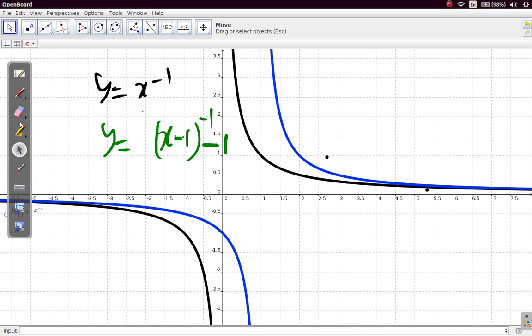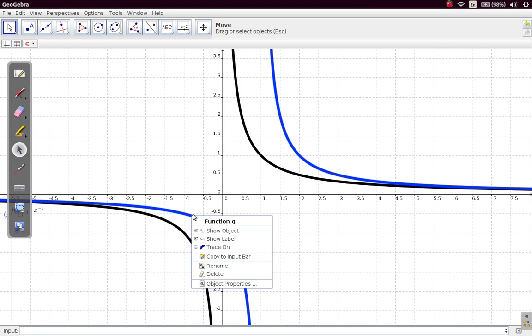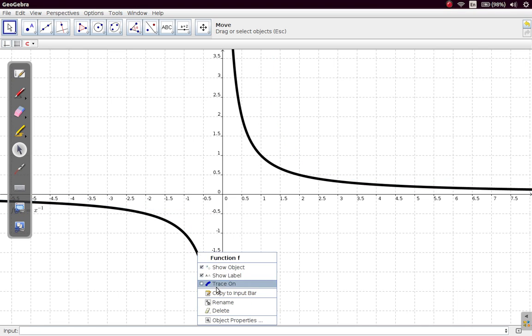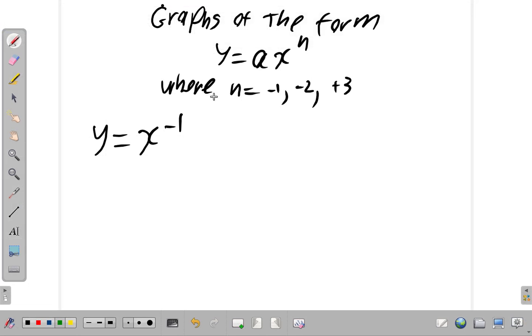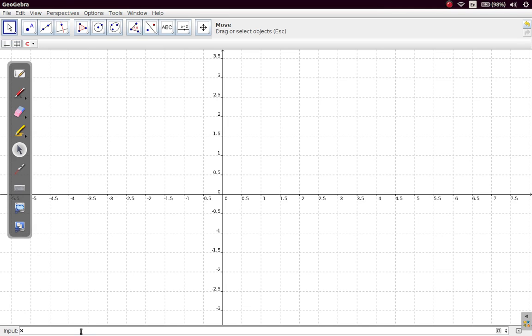Now, let us clear our graph paper here, delete these graphs, and we're going to look at what happened when we have a different type of graph, x to the negative 2. So let's do that. Y equals x to the negative 2. Let's plot that graph. X raised to the power of negative 2. That's what we have.